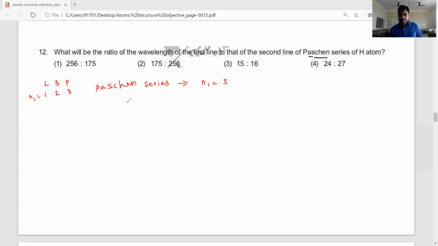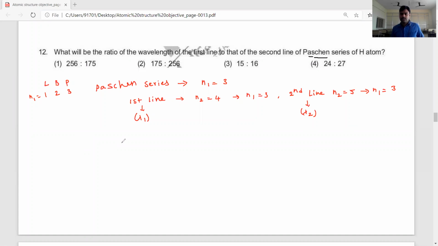What is the first line? In Paschen series, the first line is n2 is equal to 4 to n1 is equal to 3. Next, the second line is n2 is equal to 5 and n1 is equal to 3. Okay, now we have to calculate the wavelength. Let the first line wavelength be lambda 1 and the second line wavelength be lambda 2. We know the formula of wavelength.